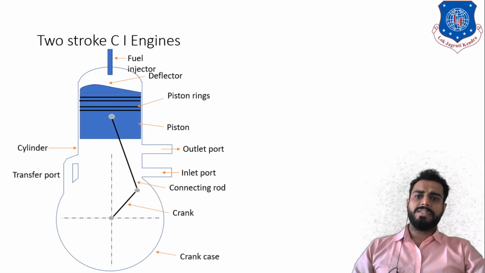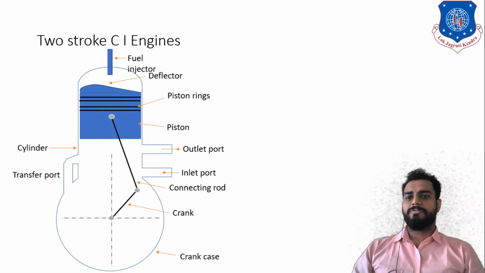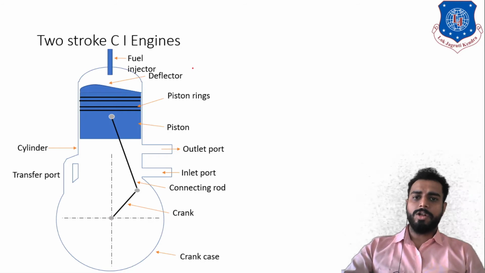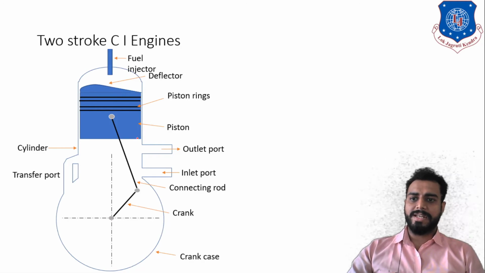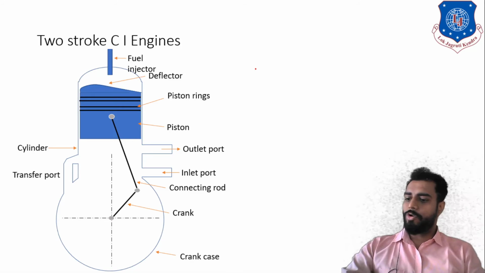Okay, now in this case, instead of the spark plug, a fuel injector will be used. Here also, if you want to understand, the remaining parts are nearly the same: inlet port, outlet port, transfer port, cylinder, piston, piston ring, deflector, fuel injector, crank and crankcase. Okay, so now let's understand the strokes itself.